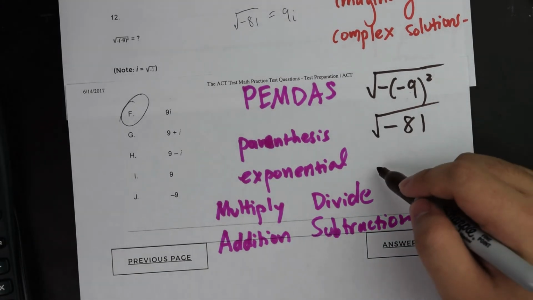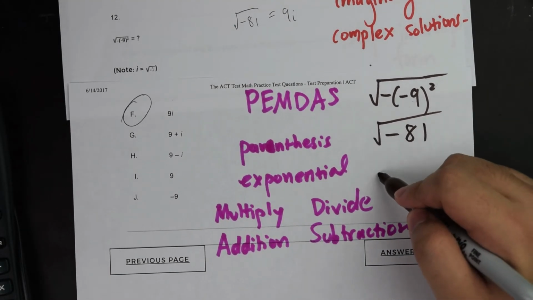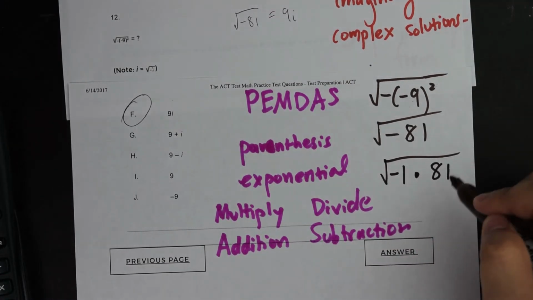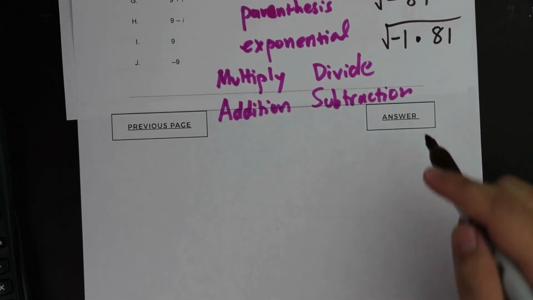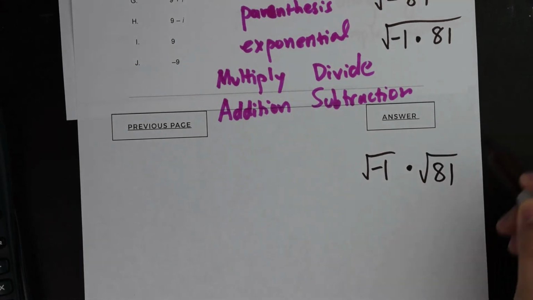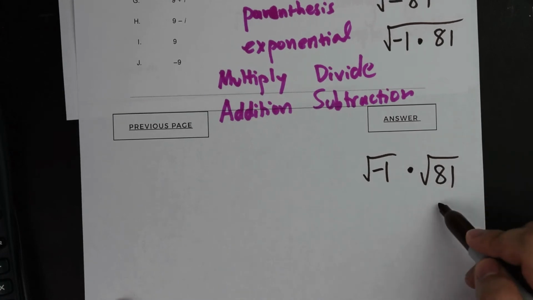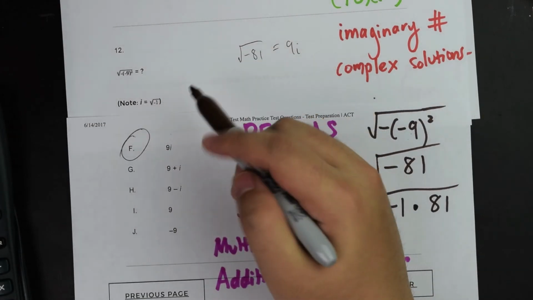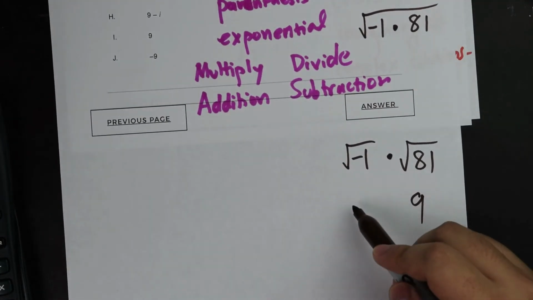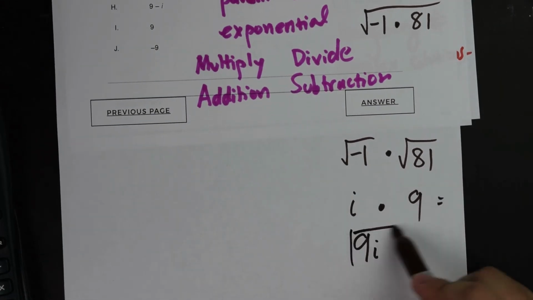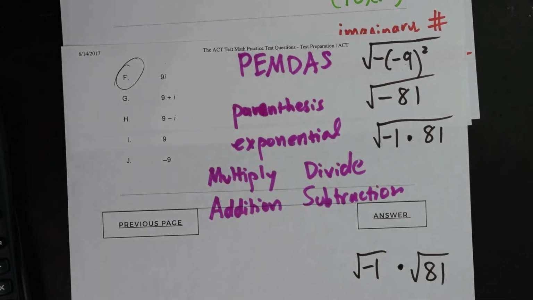So basically, the idea behind that statement is that I can separate this into two pieces, negative 1 times 81. So the square root of negative 1 times the square root of 81. The square root of 81 is going to be 9. But the square root of negative 1, we just noticed in the definition that was provided, i equals the square root of negative 1. So this will be i. So 9 times i will be 9i. And that will be my solution, which is on the question right here, which will be F.